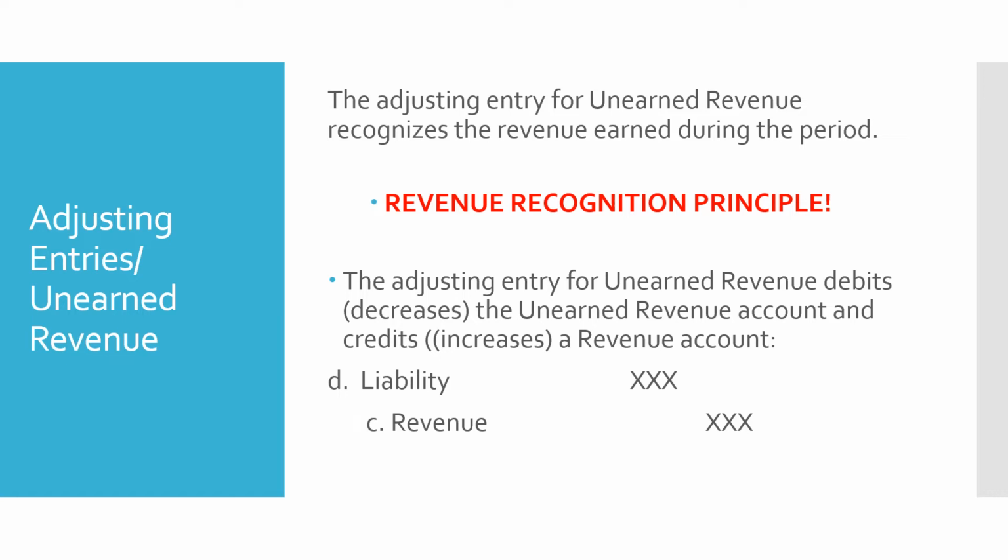The adjusting entry for unearned revenue recognizes the revenue earned during the period. So in this case, the cash is collected before the performance obligation is satisfied, but the revenue recognition principle says that we want to recognize revenue when the performance obligation is satisfied, so that's why we're recording a liability. But if we get to the end of the accounting period and some of that revenue has been earned because some or all of the performance obligation has been satisfied, we need to make an adjusting entry. So that adjusting entry is going to debit or decrease the liability account and credit or increase a revenue account.